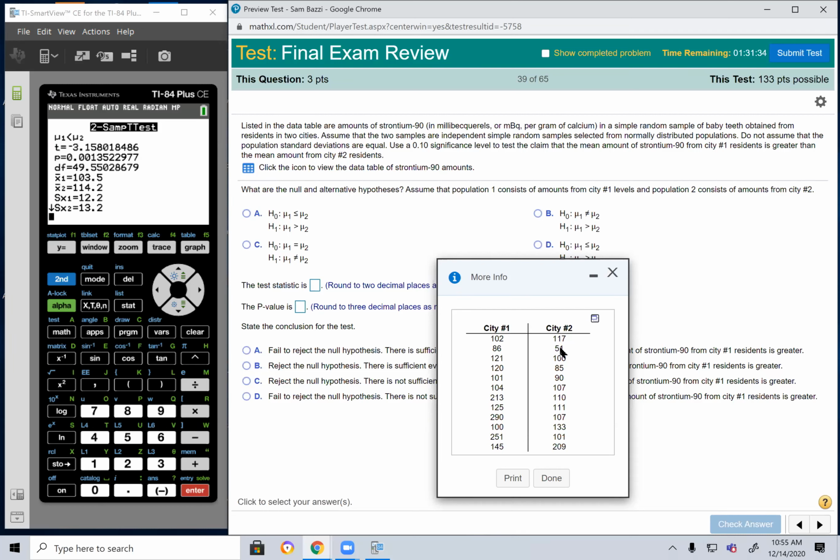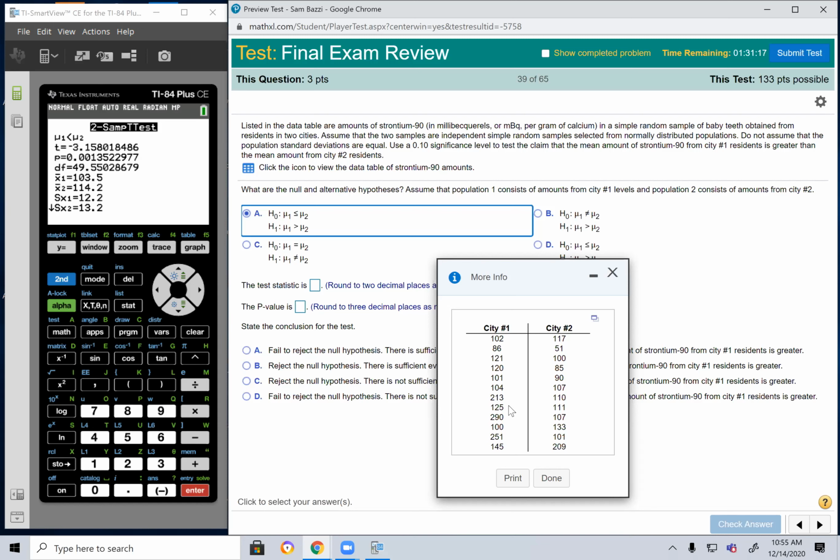Use a 10% level of significance to test the claim that the mean amount of strontium-90 from city 1 is greater than the mean amount in city 2. So let's see. It's going to be mu1 is greater than mu2. And I'm going to show you how to use StatCrunch to do this. If you don't use StatCrunch, look what you do, guys.